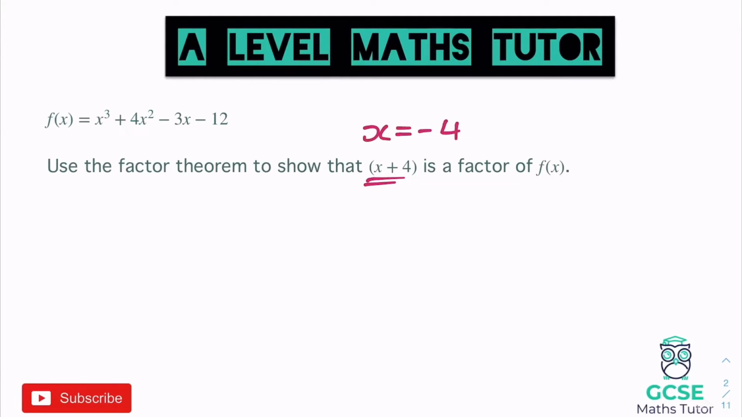Okay, so I'll just be nice and careful here, subbing in a negative number. So for the first one, we've got x cubed, so we've got negative 4 cubed. And we're going to add to that 4 lots of negative 4 squared, take away 3 lots of negative 4, and then take away 12.